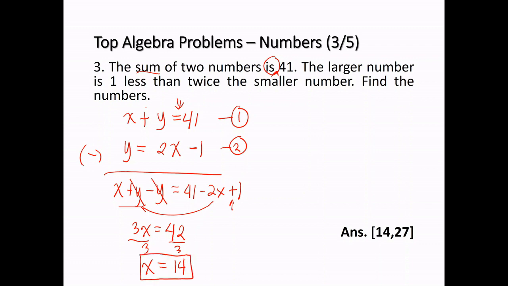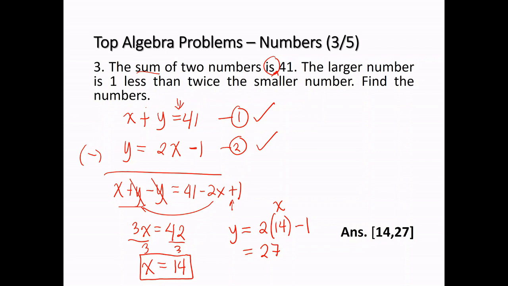And then since we're looking for the two numbers, you can use either equation 1 or equation 2. To solve for y, we can use equation 2, which directly expresses y as a function of x. So you have 2 times 14 minus 1. So you have 2 times 14, which is 28, minus 1 is 27.